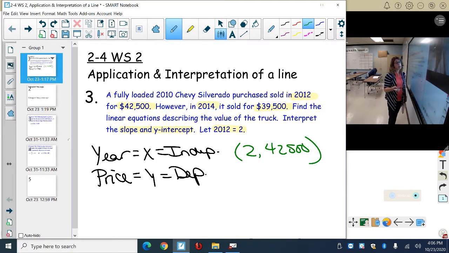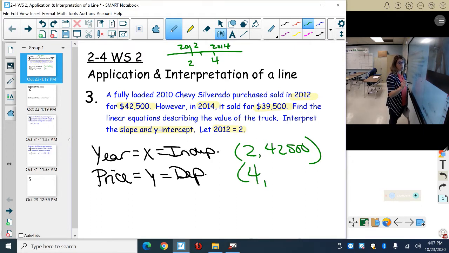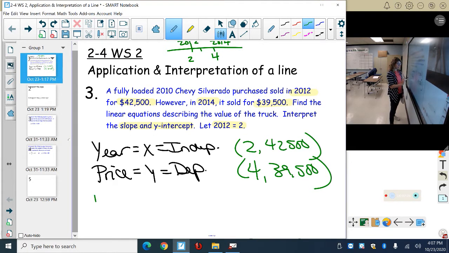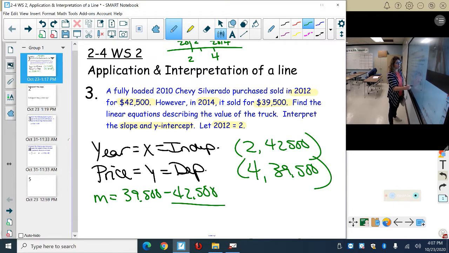Then in 2014, well, if 2 represents 2012, what's 2014? Well, that's going to be 2 more units, which is going to be 4. So in 2014, which is 4, I sold that for $39,500. Now my goal is to find the slope of the line as well as the equation of the line. So let's find the slope. The slope is going to be 39,500 minus 42,500 all over 4 minus 2.